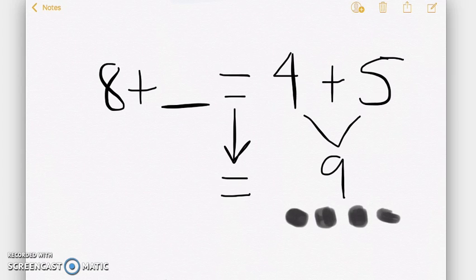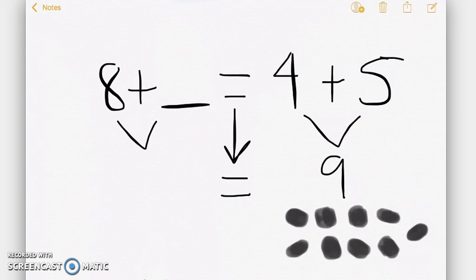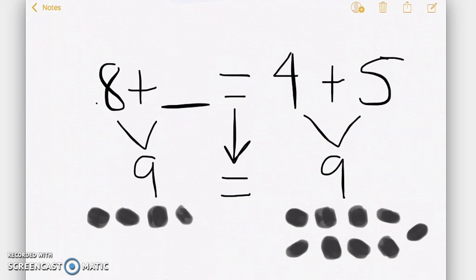And so if we count out all of our pieces, our 4 plus 5, which equals 9, then we know on the other side of this equation, we have to have 9. It has to be 9, because 9 is equal to 9 to make this equation equal. So let's count out how many pieces we have on that one side, which would be 8. So that's all of our 8 pieces there.